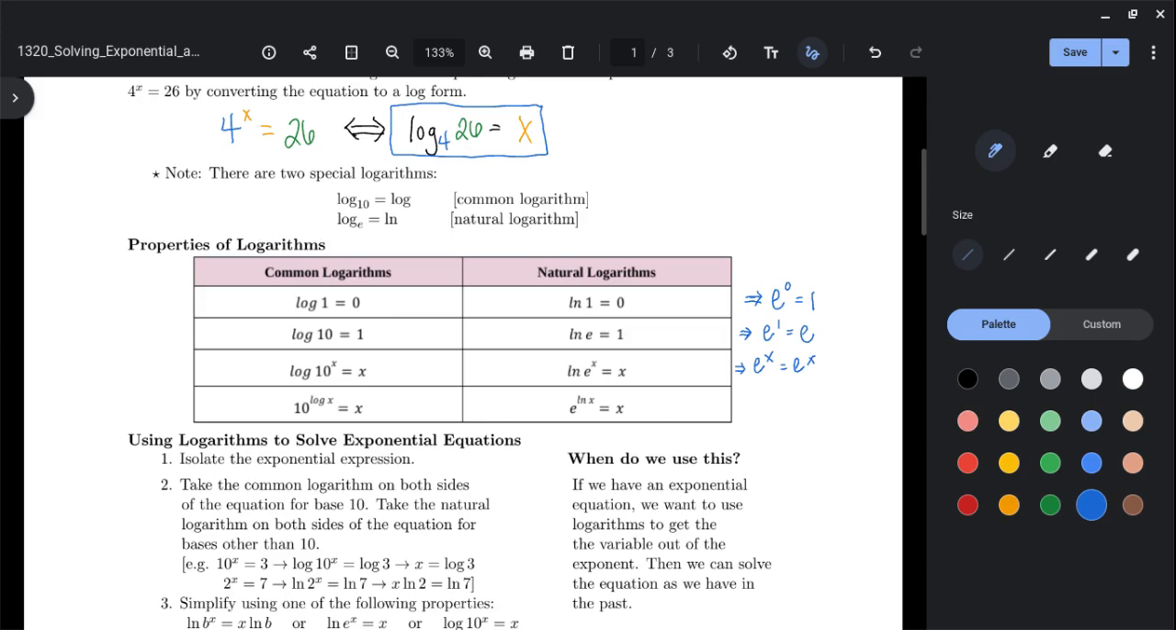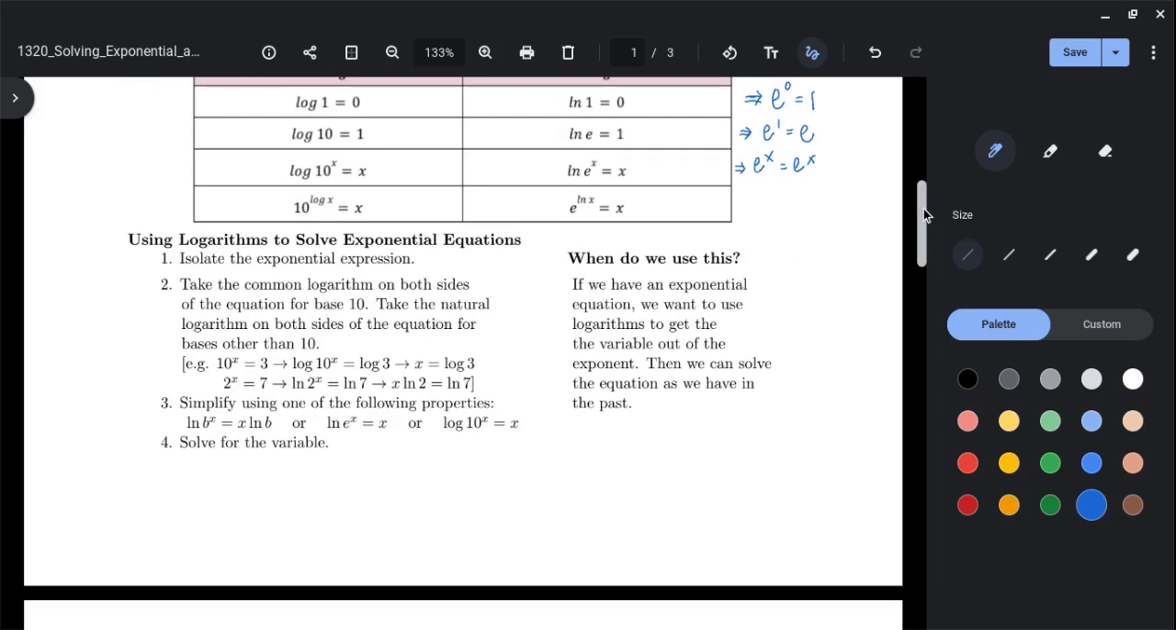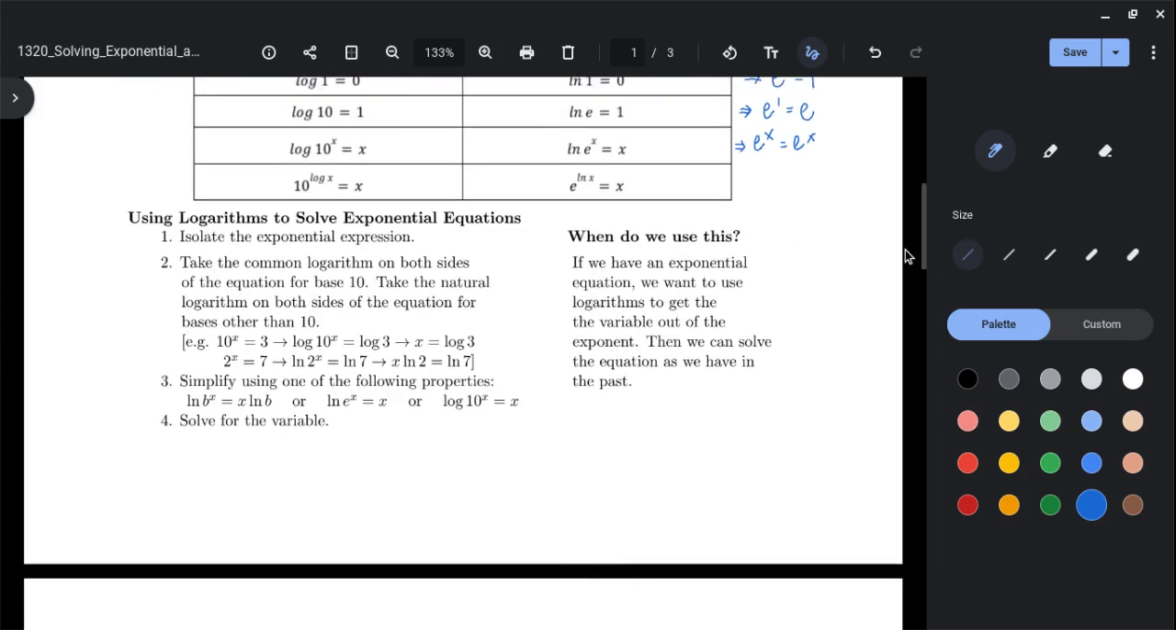So let's go ahead and talk about steps that we would take to solve these different types of equations. So first, we're going to look at using logarithms to solve exponential equations. So for example, we could think of that equation that I had above, 4 to the x power equals 26. So the first thing that we're going to want to do is isolate the exponential expression. In this case, our exponential expression would be 4 to the x power because that is the term that has the variable in the exponent.